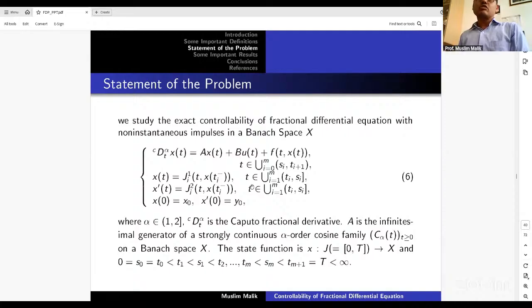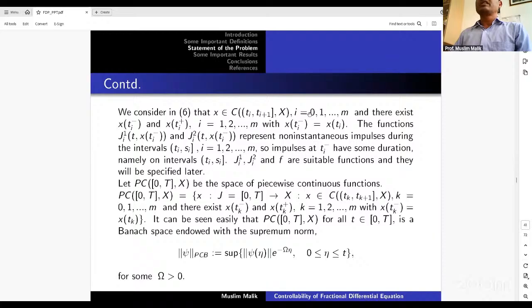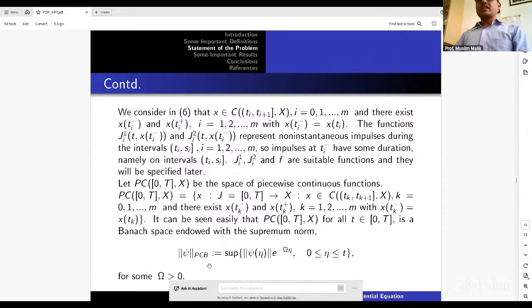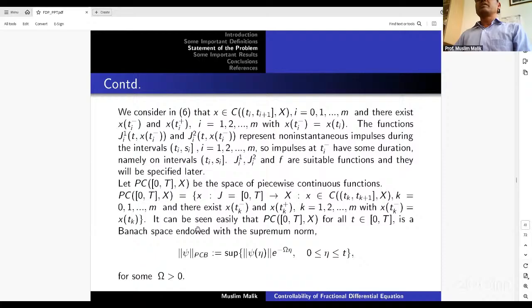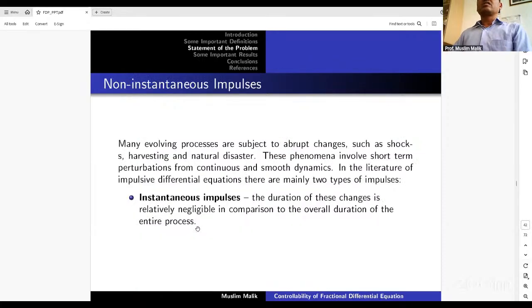These are impulses, so they are discontinuities. Therefore, the solution space must be a piecewise continuous space. The solution space here will be the PC space, the space of piecewise continuous functions, and this space of piecewise continuous functions with this norm will be a Banach space. And now we will use the Banach fixed point theorem for finding the controllability and all these things.